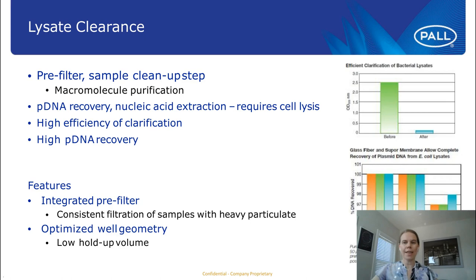So again, we do have data to support that using our filter plates and spin devices with this particular membrane, we are able to efficiently remove unwanted cells. As you can see on the top graph, this is measured in optical density. And then once those unwanted cells are removed, we want to really look at the recovery. In this particular case, we compared the Pall product to some of the competitor products. And you can see from the graph that using the Pall product, we are able to recover a higher concentration or percentage of molecules of interest.